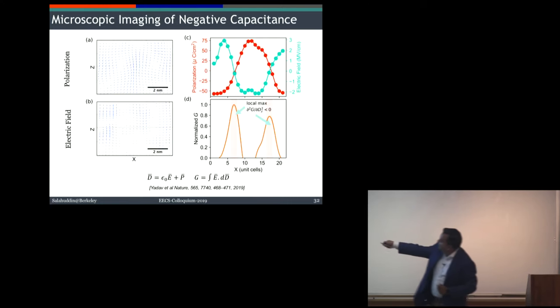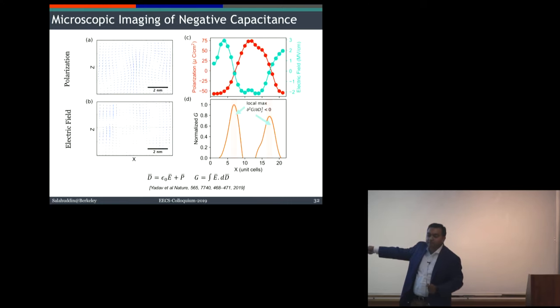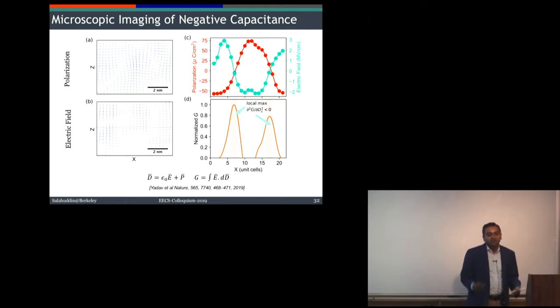So here is the polarization map. Here is the electric field map. So displacement is epsilon E plus P. Now we have measured both P and E, so we can directly measure the displacement. And energy is just E dot dD. So because we have measured E and P, we can directly look at energy. And we definitely find that the material has these local regions where it is sitting on the top of the hill. So at this point, we are directly imaging a material stabilized in the negative capacitance state.